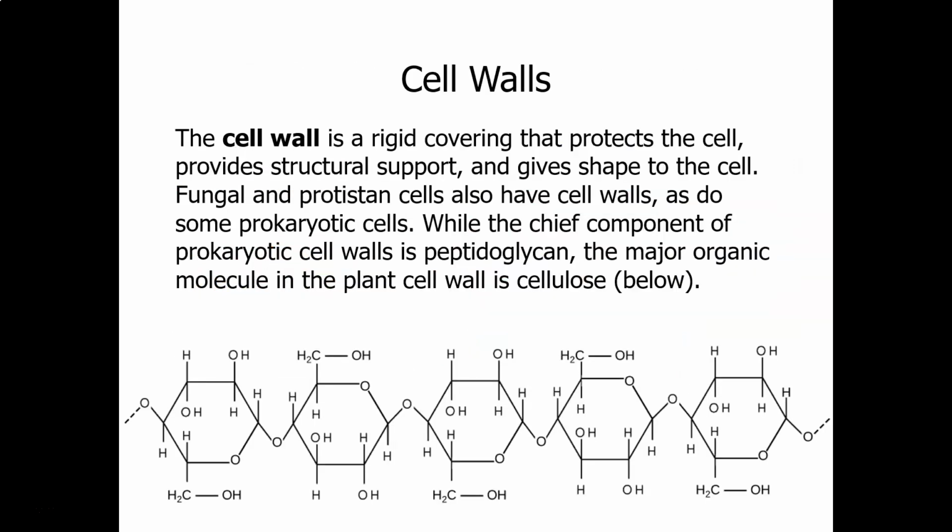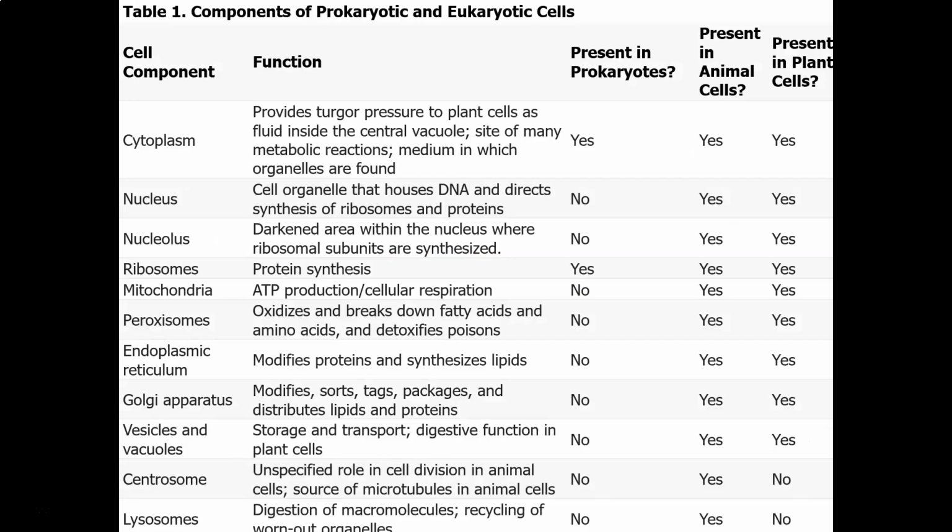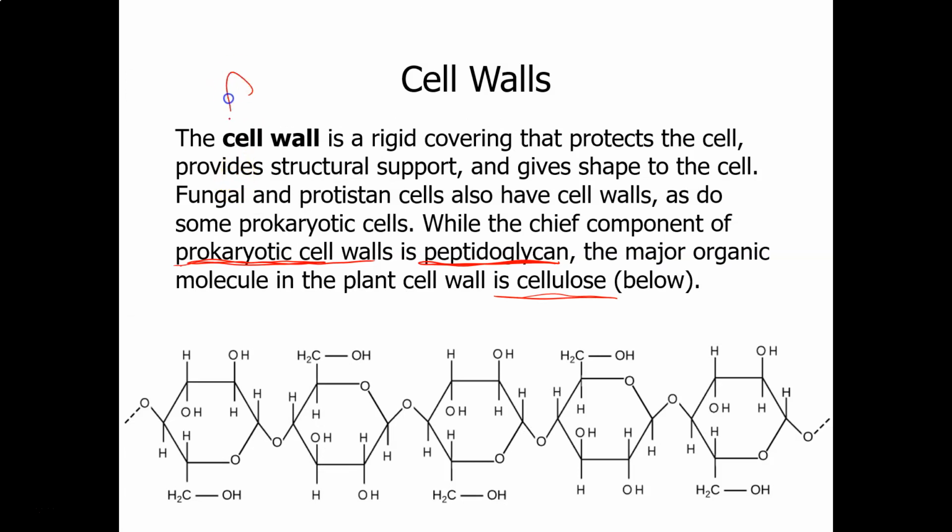Okay. Cell walls are found not in animal cells, but they're found in every other type of living thing. They're found in the bacteria, prokaryotes, and the chief component in the cell walls of prokaryotes is peptidoglycan. In plants, the cell wall component is cellulose, and in fungi, it is chitin. The cell walls are composed of chitin, C-H-I-T-I-N.